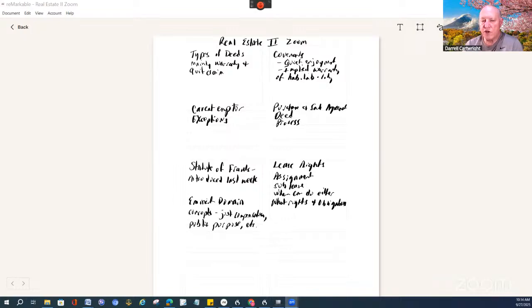What interest do you convey if you're selling if you use a quitclaim deed? What interest do you convey if you're selling if you use a warranty deed? What interest do you obtain as a buyer if you obtain it via a warranty deed? What interest do you obtain as a buyer if you obtain it as a quitclaim deed?